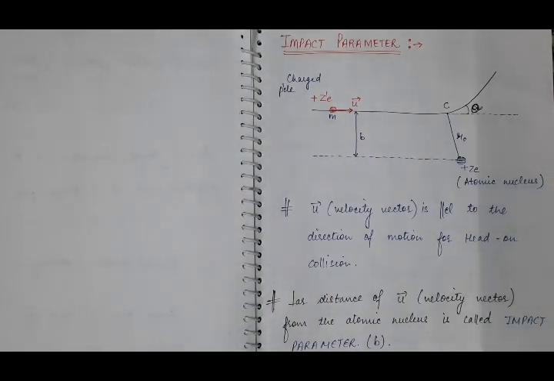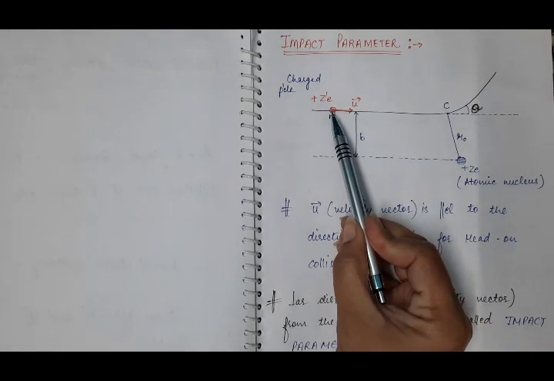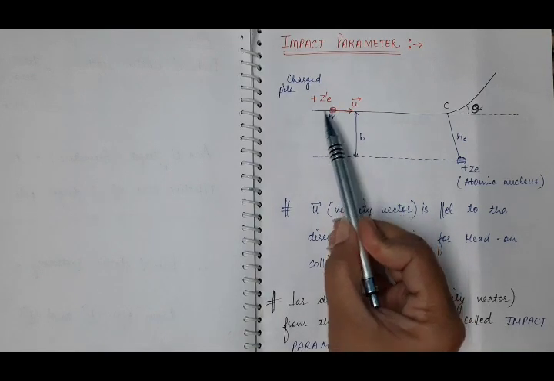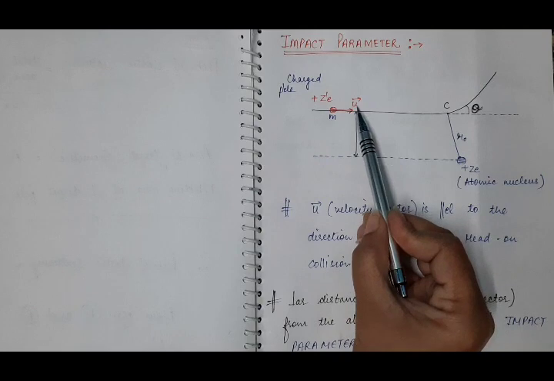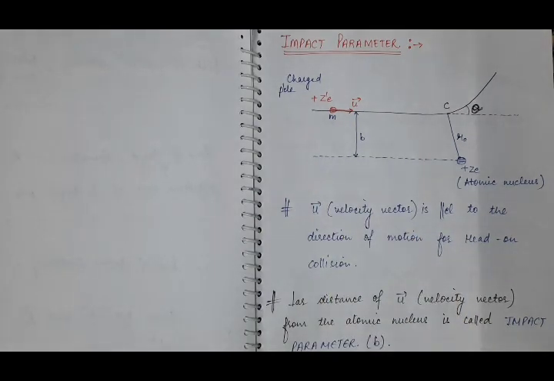Next we will discuss impact parameter. What is this impact parameter all about? Now we have a charged particle, a positively charged particle having charge plus Z dash e. It is moving in this direction with velocity u vector, and m is the mass of this charged particle.